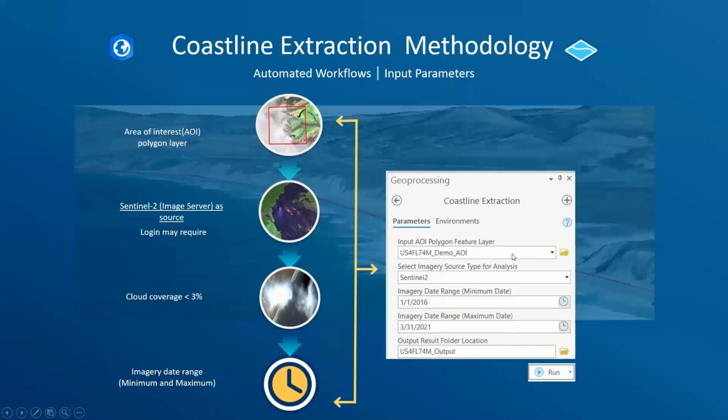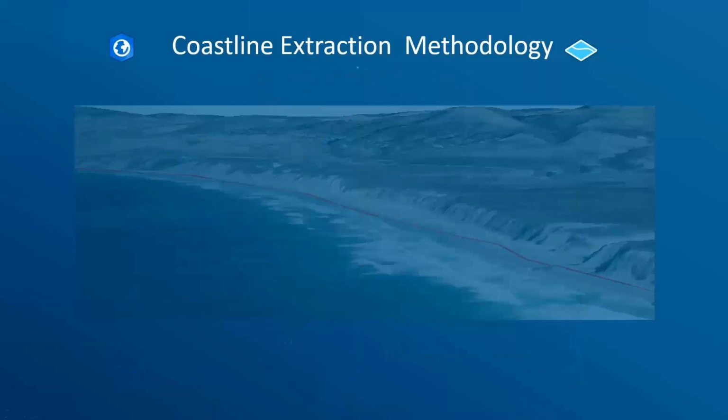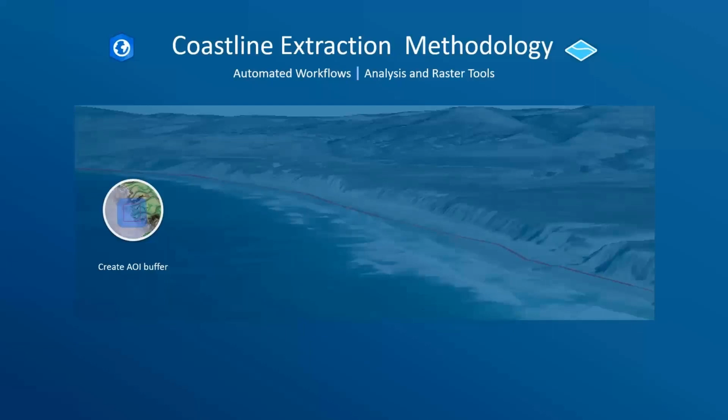So I would like to take you step by step, in more detail, and see how accurately this automated workflow is extracting the coastline. In this process, using analysis and raster tools, the first step is create an AOI buffer. As the user provides the area of interest, the tool creates the buffer for that area of interest. In my case study, I used 500 meters as the buffer radius, which will help us to extract the coastline and align the final extracted coastline with any existing coastlines.